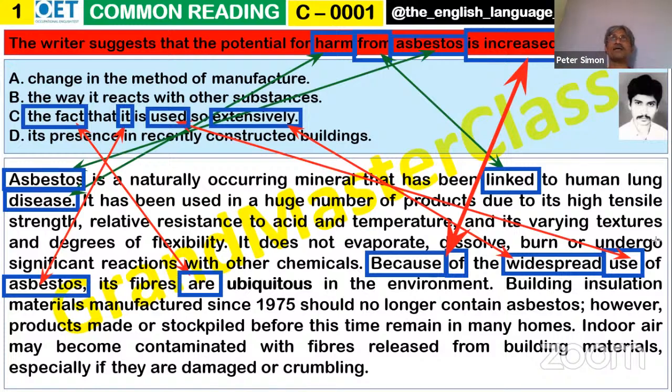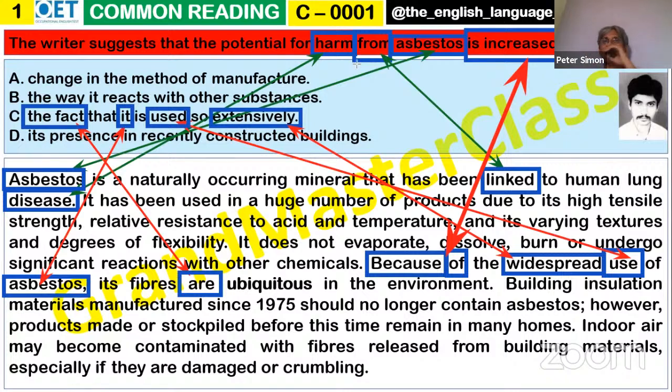Because he did not say may, can be, or possibly. So something called a truth you should know. Truth value. So this is 100% because there is no may, possibility is not there. That has been linked, 100% clear. So that connection is well established. That means asbestos causes human lung disease. Now we know that asbestos causes disease. So the use of asbestos is increasing, so the chances for lung disease also increasing. So clear.